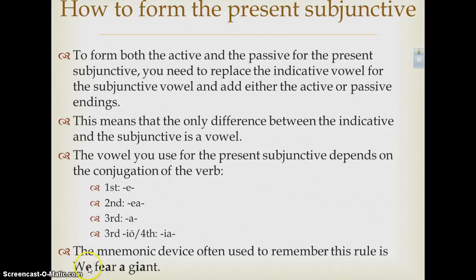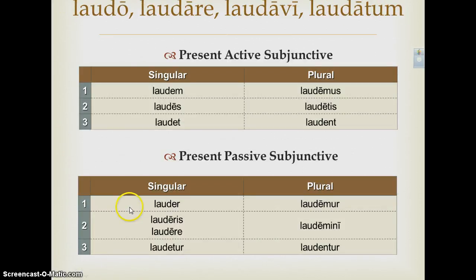This is how you're going to know that your verb is in the present subjunctive: if it's a first conjugation verb, it's going to have an E. Second, it's going to have an EA. Third, it's going to have an A. Fourth or third IO, an IA. Now I go through and show you the present active subjunctive for each conjugation. Laudo, laudare, obviously, is a first conjugation verb, which means that the E tells you you're in the subjunctive, and then you add the personal ending. So laudem, laudes, laudet, laudemus, laudetis, laudent.